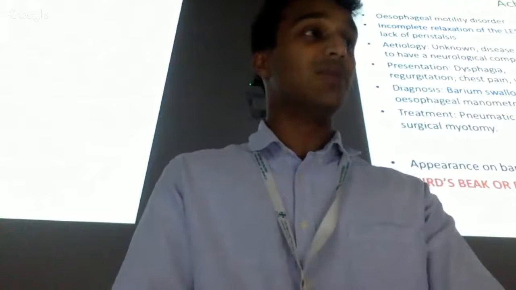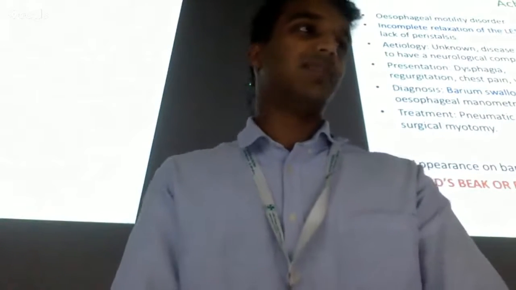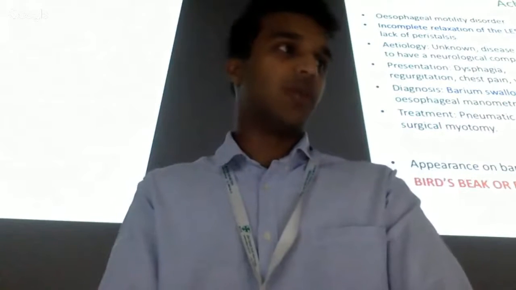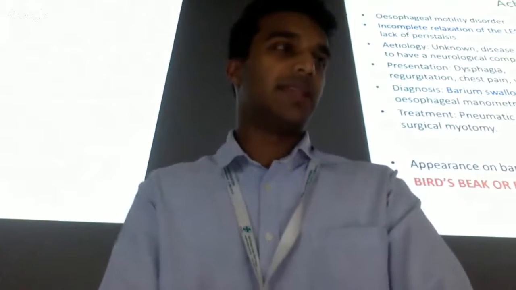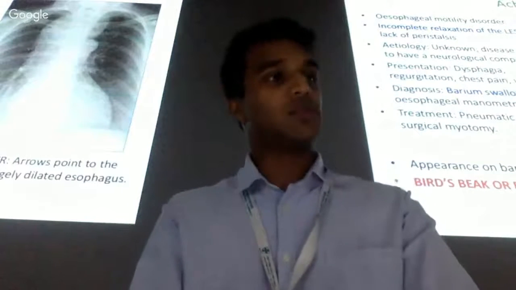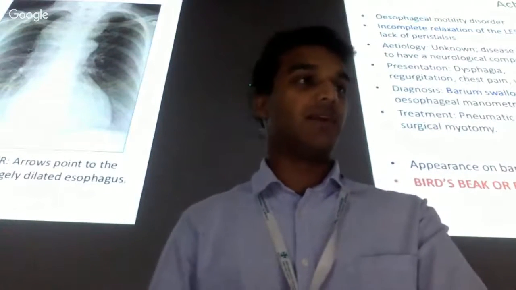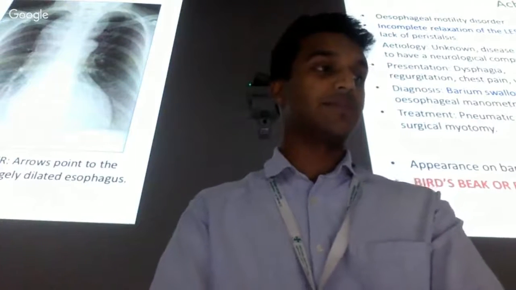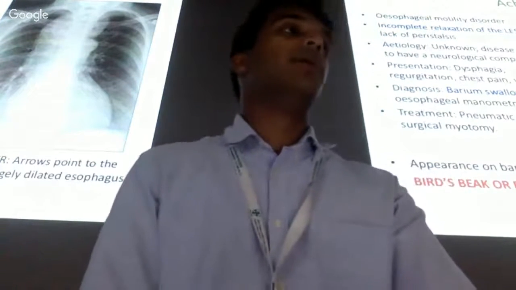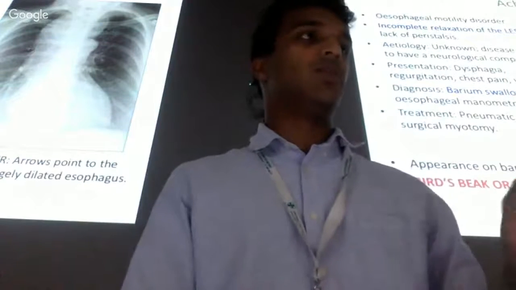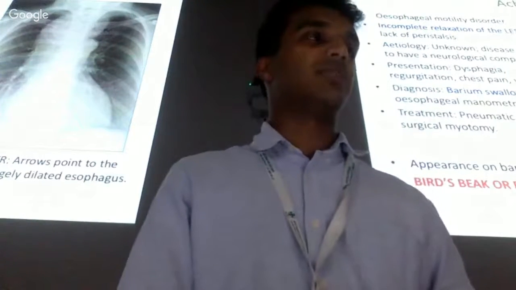Really important things are in red. Relatively important things are in blue. And I'll show you a picture of that in the next two slides. This is also a chest x-ray of achalasia, and those arrows are pointing to the outline of a very largely dilated esophagus. So that's achalasia. So predominantly, it's that neurological component and incomplete relaxation of the lower esophageal sphincter.